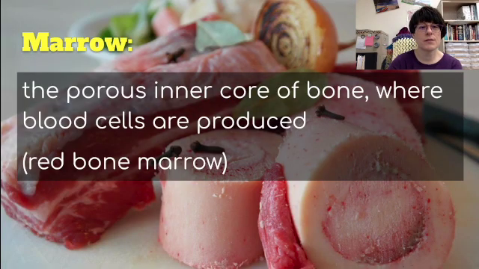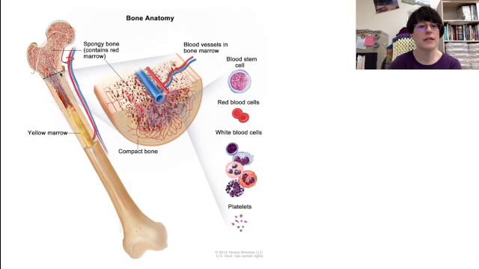The blood cells are produced in the marrow. This is the porous inner core of bone where blood cells are produced, and blood cells are produced in the red bone marrow. So if we take a look at a bone, this is the structure of a bone, and this is a cross section from this area. We have the spongy bone, which contains red marrow. Now, spongy bone is not spongy. It just looks spongy. It has a lot of holes in it, but it is not soft.